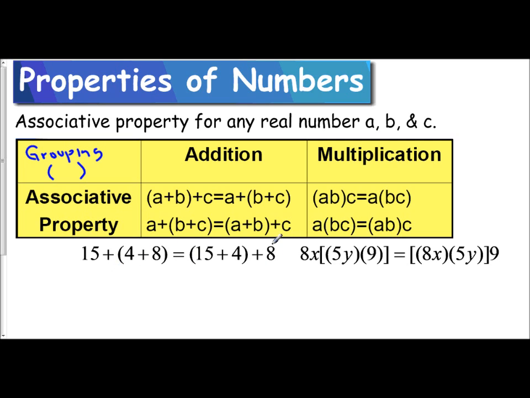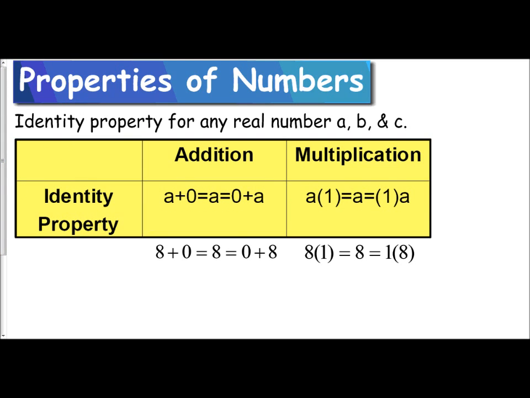The same with 8x times [5y and 9]. Now the brackets move between the 8x and the 5y, and the 9 is on the outside. So when your grouping symbols move, they group a different set of numbers together, they're associating with different numbers. So that's the associative property.